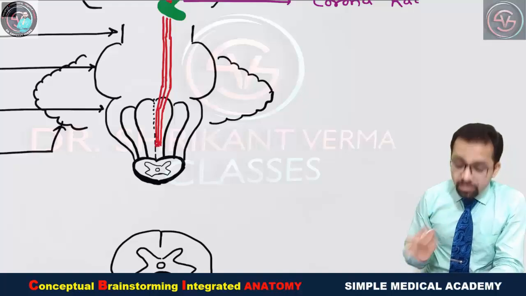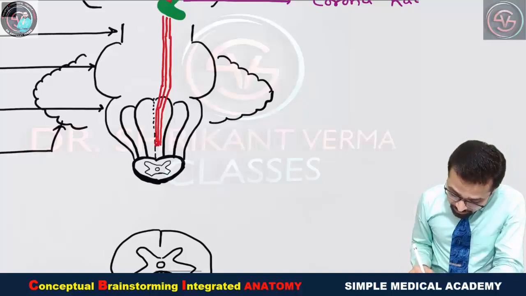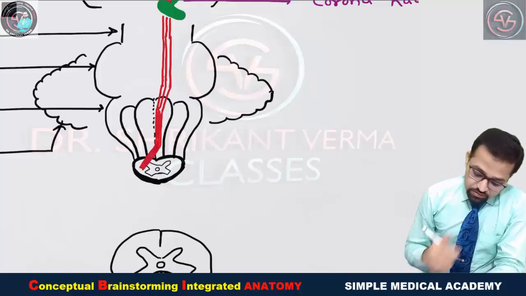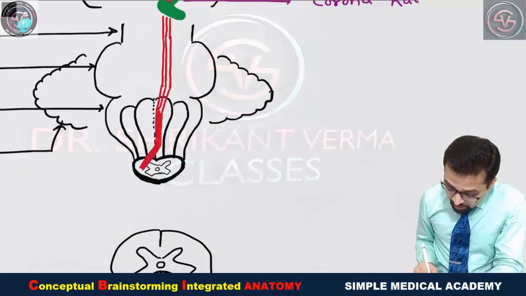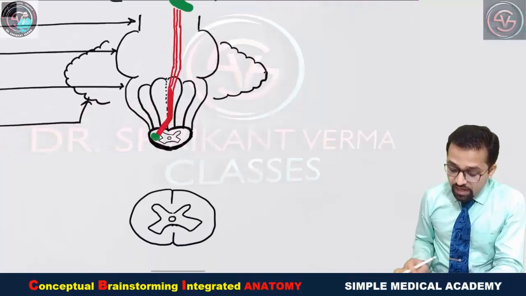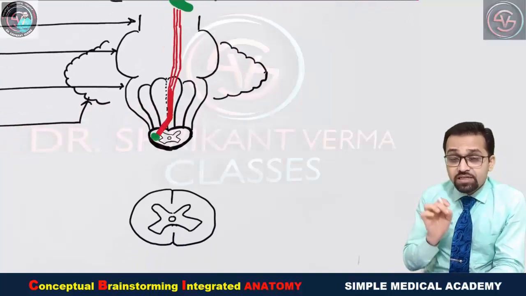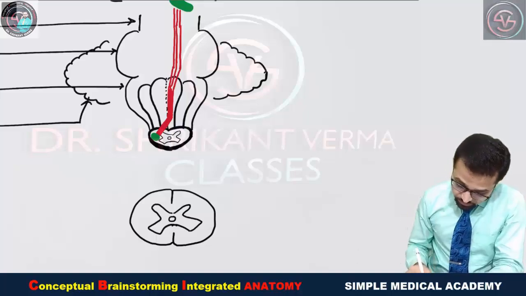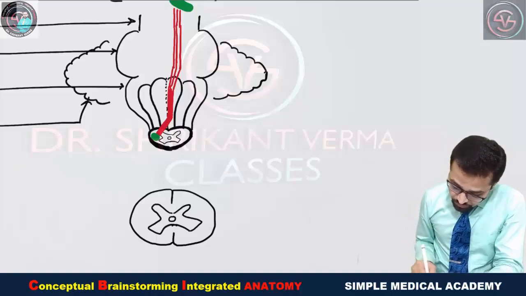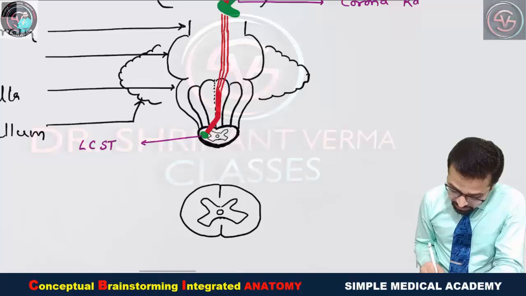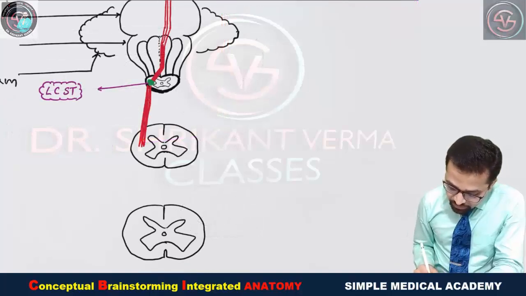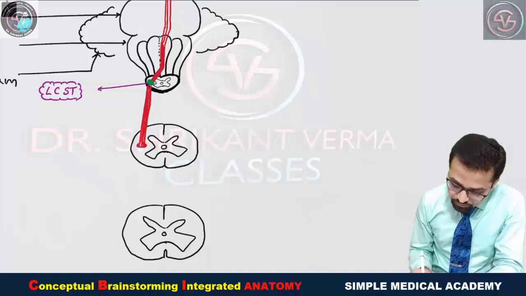Now among this 100% of the fibers, approximately 80% cross the midline and make a bundle of axons on the lateral part of the spinal cord. That's why this bundle of axons on the lateral side of the spinal cord is known as the lateral corticospinal tract. All these fibers run through the lateral part of the spinal cord, that's why the bundle is always formed on the lateral aspect.